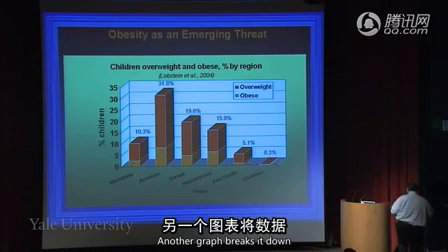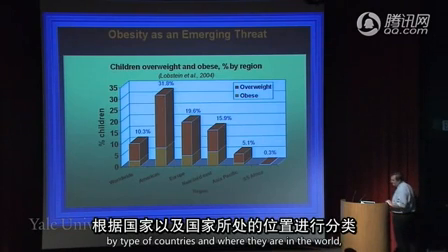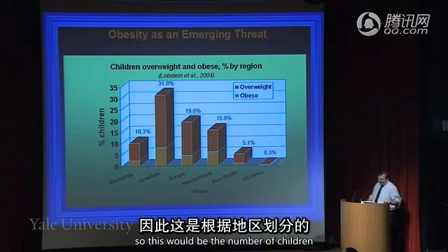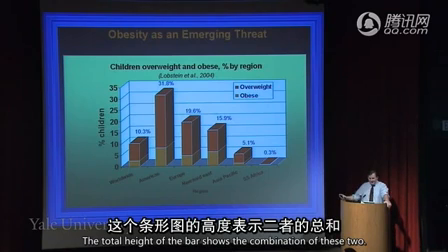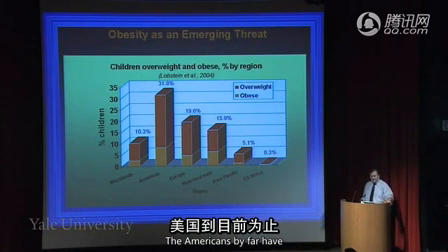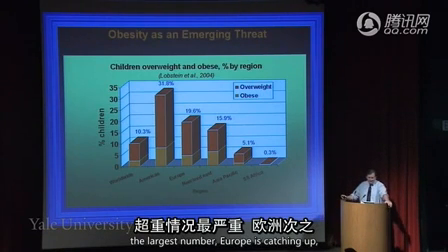Another graph breaks it down by type of countries and where they are in the world. So this would be the number of children, in this case, who are overweight or obese by region. And the total height of the bar shows the combination of these two. So the Americas by far have the largest number. Europe is catching up.